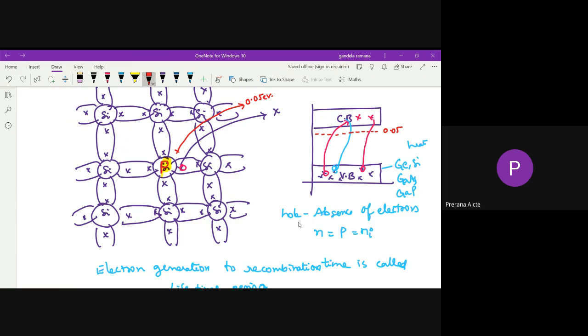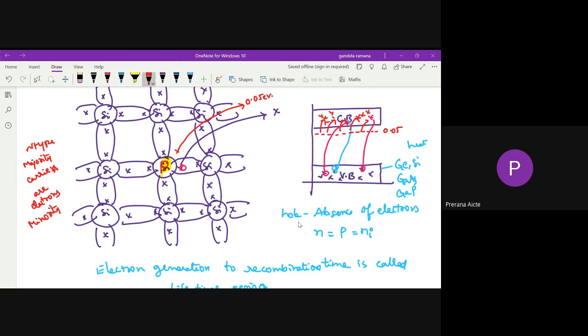When energy is given, some electrons will jump, and since the distance is very small, electrons also jump from here to here. In N type, majority carriers are electrons. Minority carriers are holes.